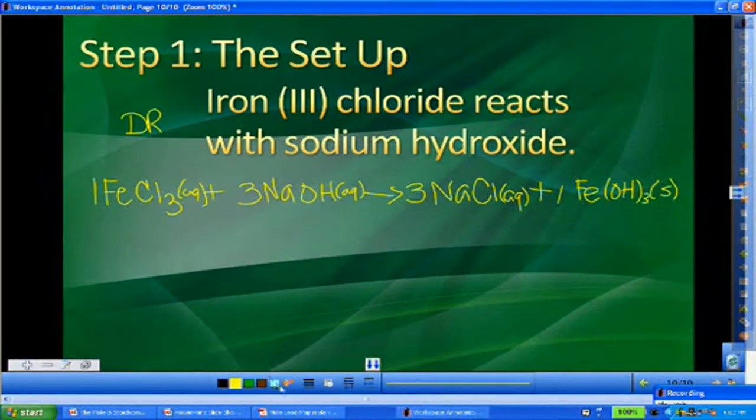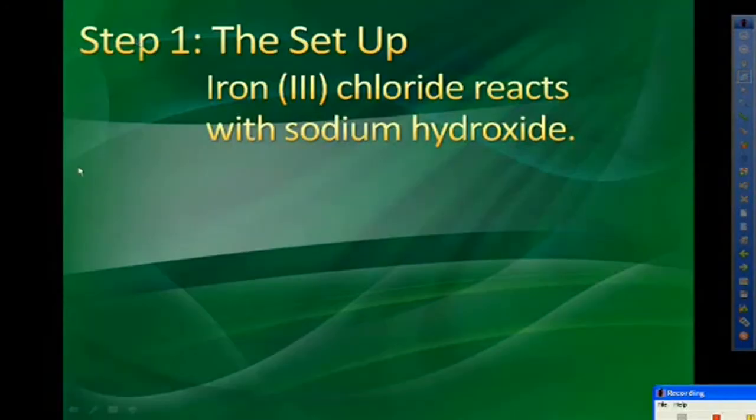We can look at our coefficients and see a few things. Remember, the coefficient represents the number of moles. And so we have 1 mole of iron 3 chloride reacting with 3 moles of sodium hydroxide to produce 3 moles of sodium chloride and 1 mole of iron 3 hydroxide. Now that we have our chemical equation complete and balanced, we can move on to the next step, which is our mole ratio.